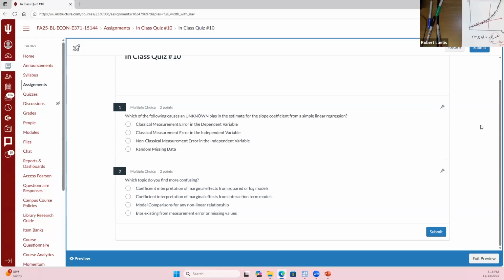And the actual size of the bias could be computed because we said that scaling factor tells us what that bias was: just the variance of the variable that had the measurement error divided by the variance of the variable with the measurement error plus the variance of the actual measurement error. That was something we looked at last class, that actual function. So classical measurement error can't be the answer here.